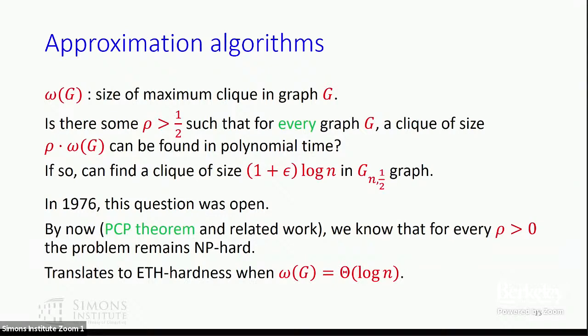the maximum size. When in 1976 this question was open, but by now, using the PCP theorem and related work, we know that for any rho greater than 0, the problem remains NP-hard. And using an approach like I showed in the previous slide, this also shows that even if you try to approximate the size of the maximum clique when the cliques are small, like order log n, you still get ETH hardness according to the exponential time hypothesis. So again, we don't expect to have algorithms like this.